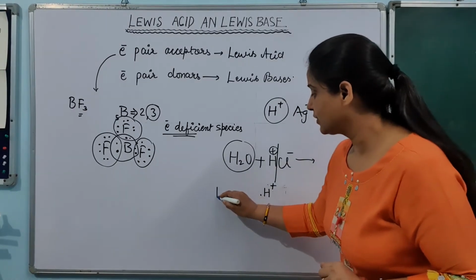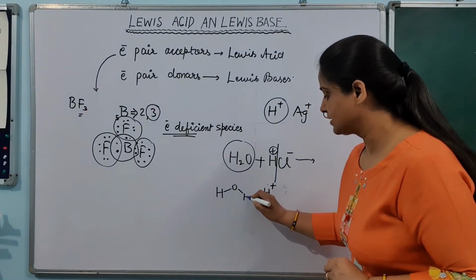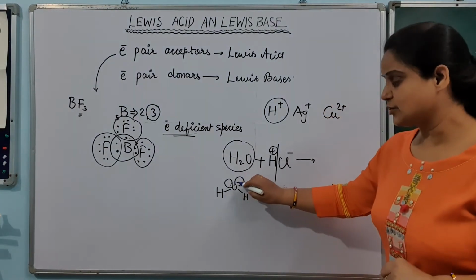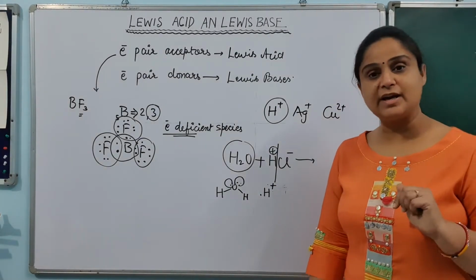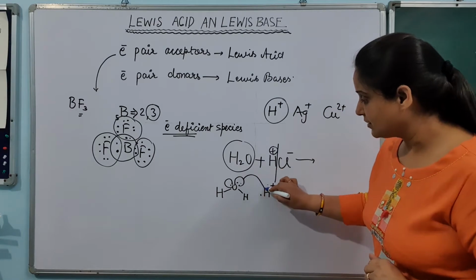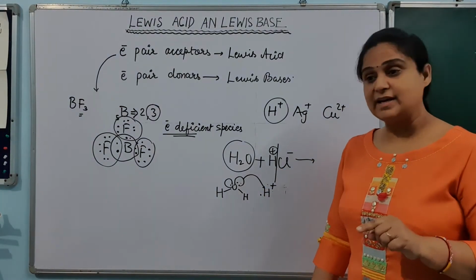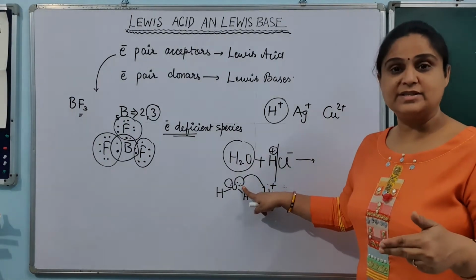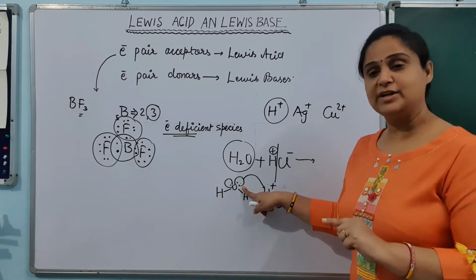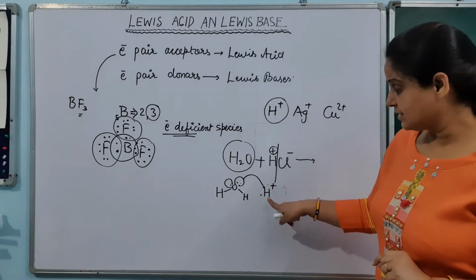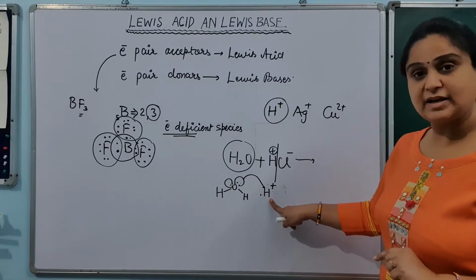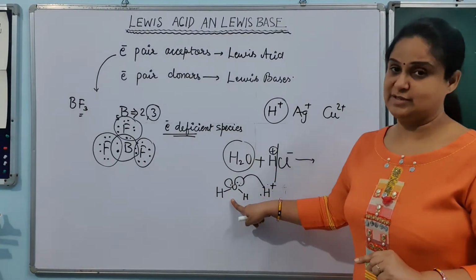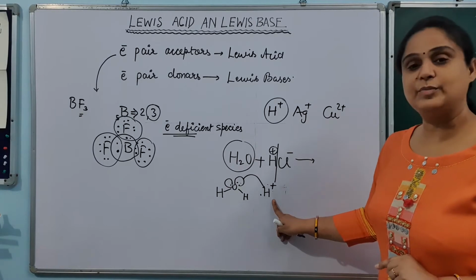Now what is going on? Look at this water. This water has 2 lone pairs of electrons on the oxygen, and these two lone pairs are available with the oxygen, so it is going to support this H plus ion. It can support because it has an extra lone pair. So species like oxygen having lone pairs can donate this lone pair to the hydrogen. Hence this H plus ion, because it is accepting the electron pair, is an acid, and because water is donating, it is behaving like a base. So this is the lone pair donor, and this is the lone pair acceptor.